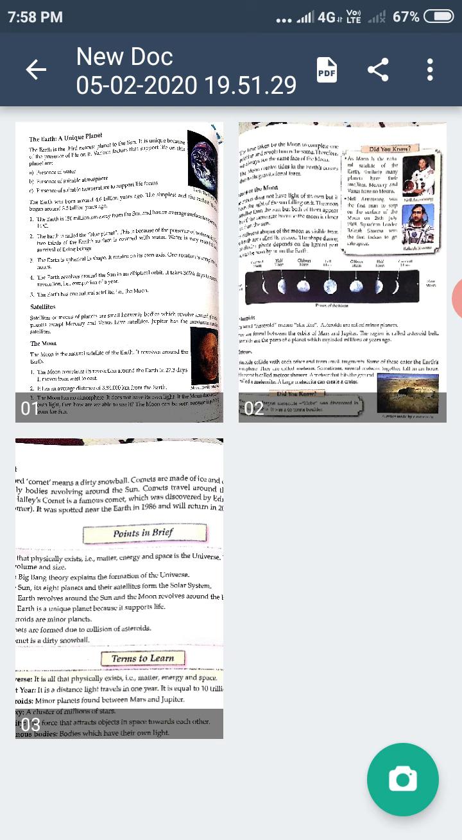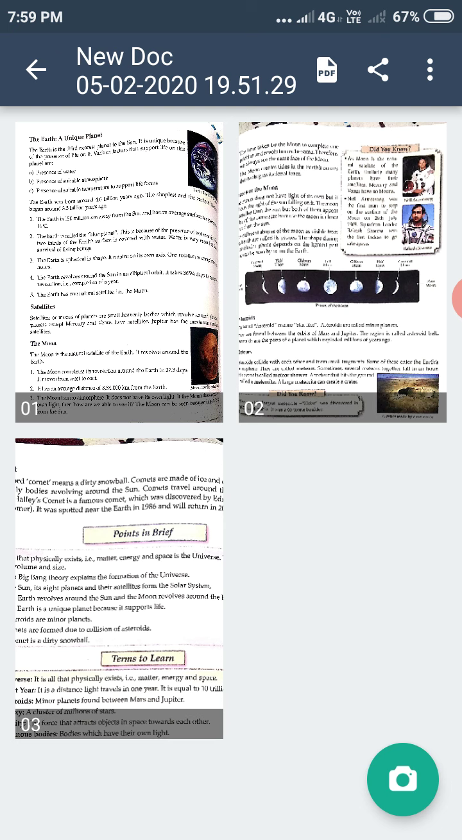24 hours to complete its rotation, and 365 1/4 days to complete its revolution. But the moon completes its rotation and revolution at the same time. So that is why we can see the same face of the moon.